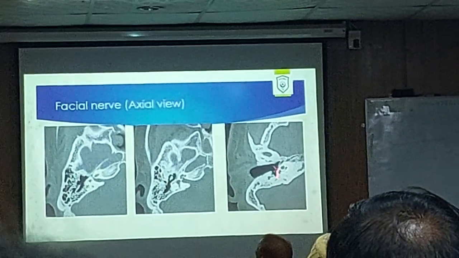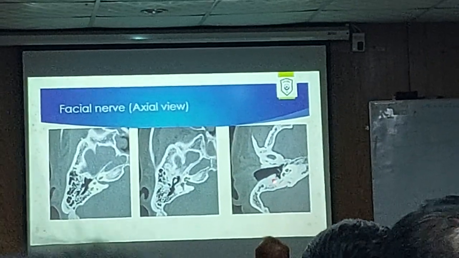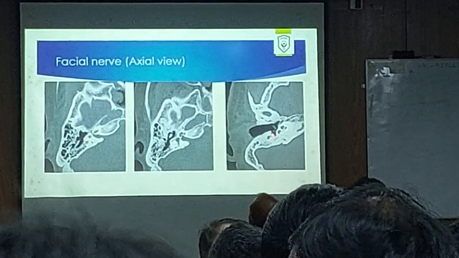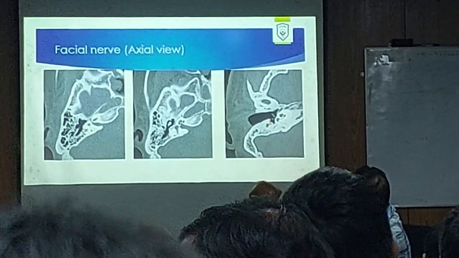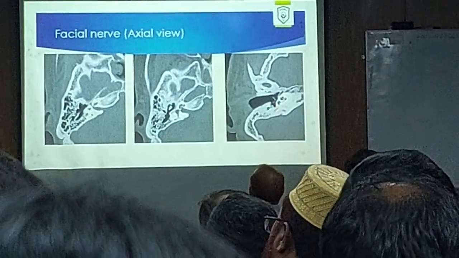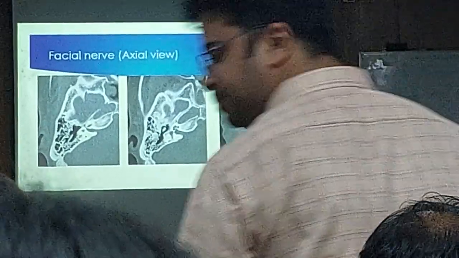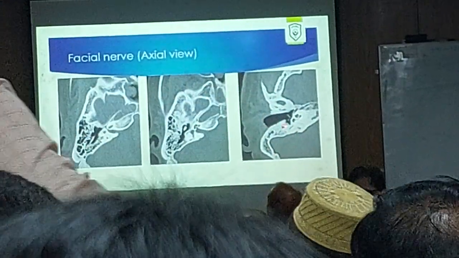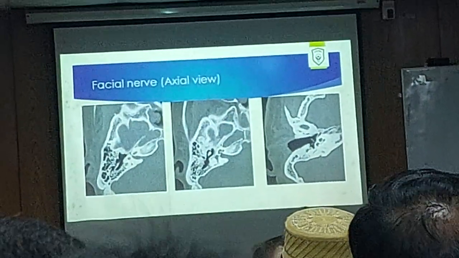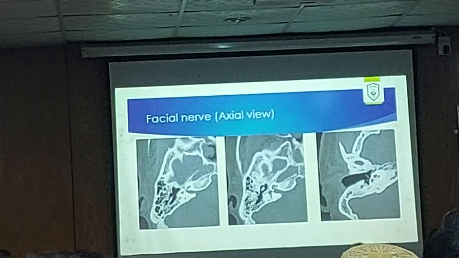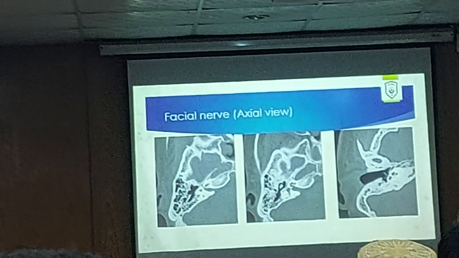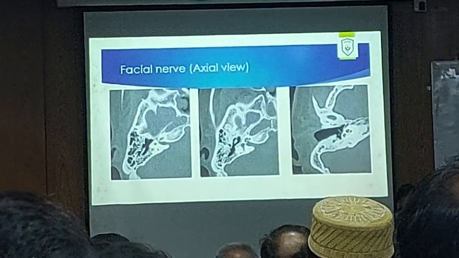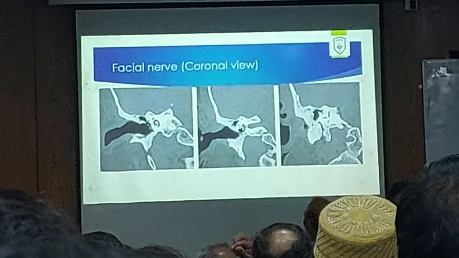Again, in the coronal section, here this is the facial nerve, chorda tympani, pyramid, sinus tympani. So this is the facial recess. This is the facial recess where we do the posterior tympanotomy. And this is important during posterior tympanotomy, especially in case of cochlear implant.